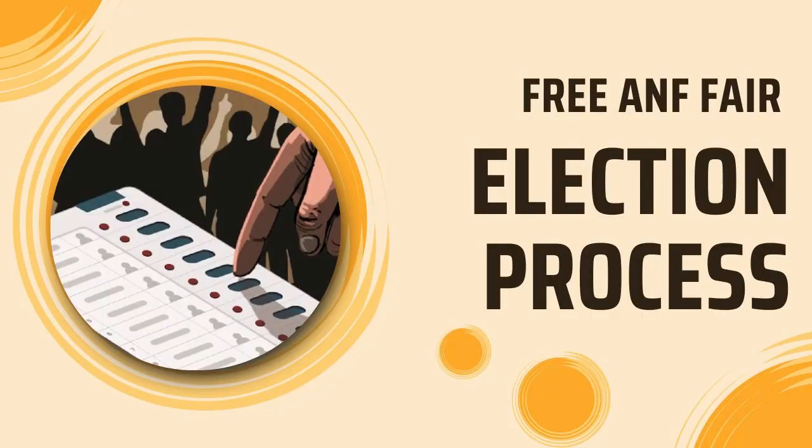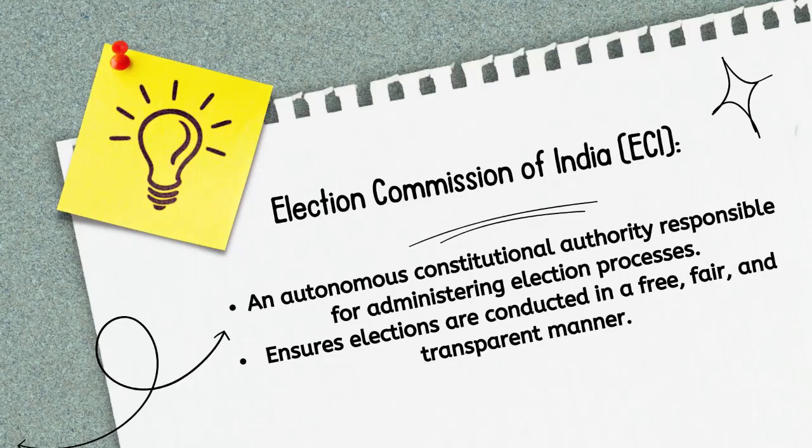Ensuring the free and fair election in India. Number 1. The Election Commission of India or the ECI. It is an autonomous constitutional authority responsible for administering the election process. It ensures elections are conducted in a free, fair and transparent manner.